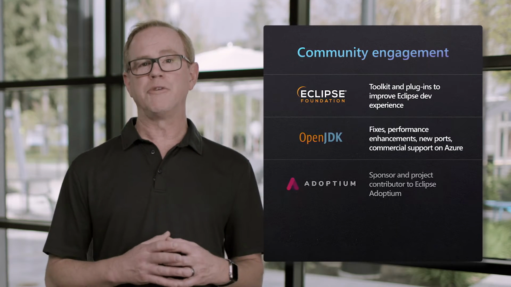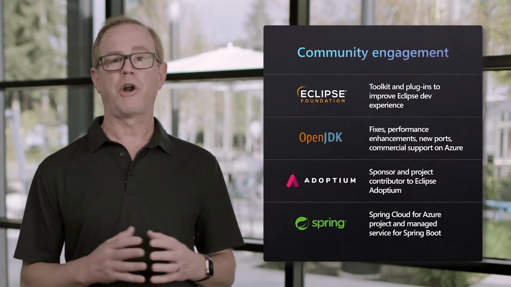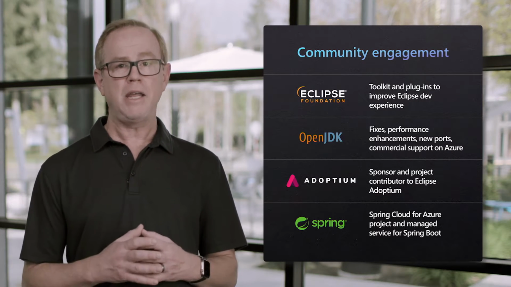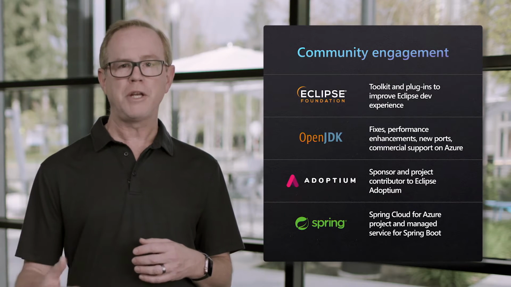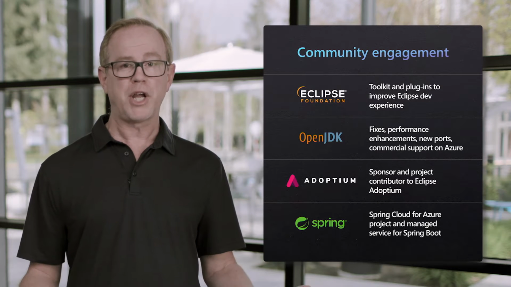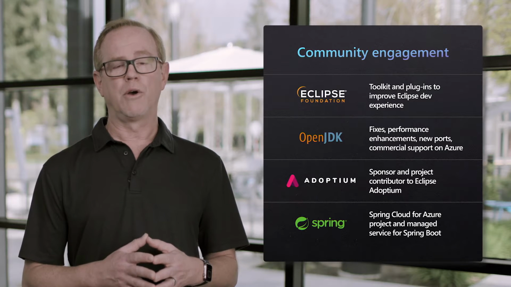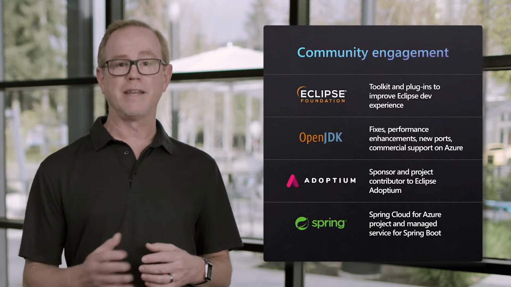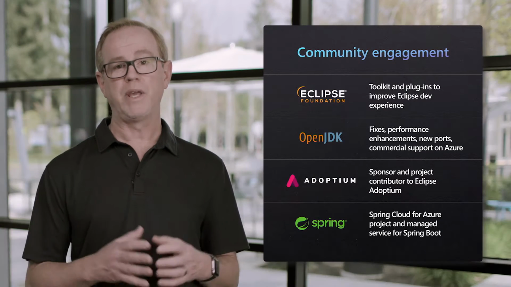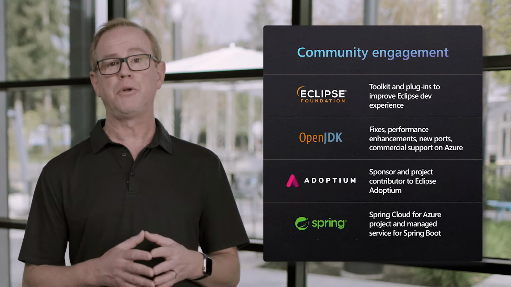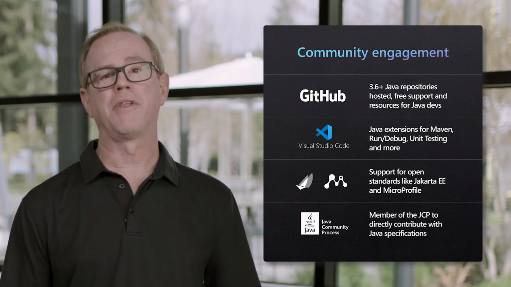There's a variety of community engagements that we do. First off, there's Eclipse. We build amazing plugins for Eclipse to use it with our Java. We build an OpenJDK that anybody in Azure can use. It's fully supported. It's got a secure supply chain. We also are part of the Adoptium project. It's a vendor-neutral version of Java as well that we contribute to, and that's how we get Java 8 into Azure. Finally, Spring is a great framework for Java developers. We actually support that project, and we actually build a service in Azure to let you build Spring apps in Azure.